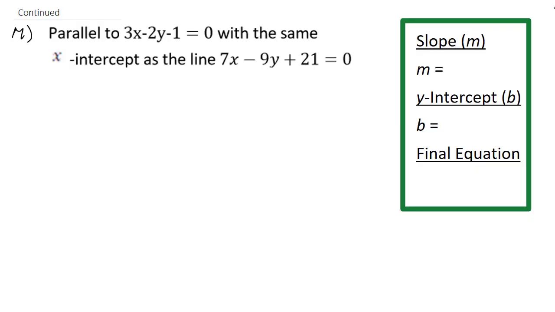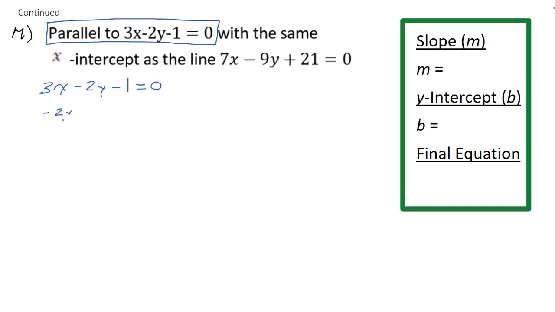This is the one that is probably going to take the most work. It's not that much more than the previous ones, but a little more. First let's deal with the fact that our line is parallel to this line. Parallel means it has the same slope, so we need to find the slope of this line. But again, it's not in y equals mx plus b form, so you have to know you've got to convert to that form.